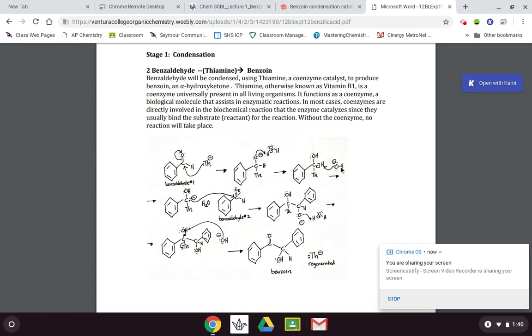Then we'll come back in with base, pull off the H, and leave this as a carbanion there at that point. And you'll see what we've done there at that point then is we've turned it essentially into this negative ion with that alcohol group, and the thiamine is still attached. Now, by the way, there was another condensation there where we took out another water.